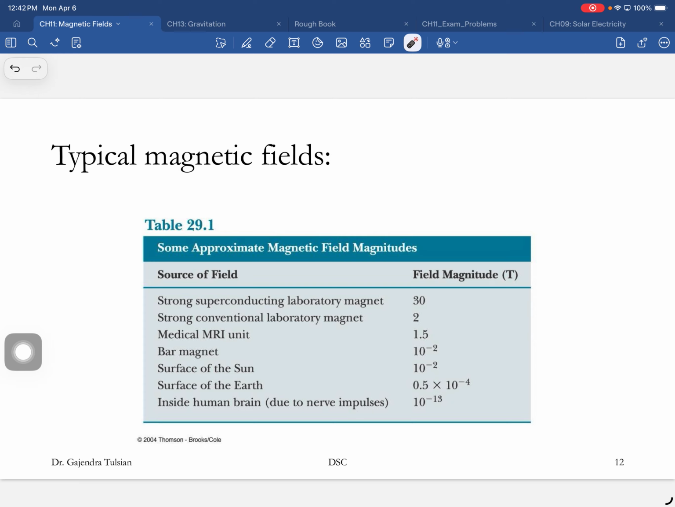When the neurons in your brain fire, currents produce magnetic fields, and those magnetic fields are about 10 to the minus 13 Teslas. Those fields can be detected non-invasively.